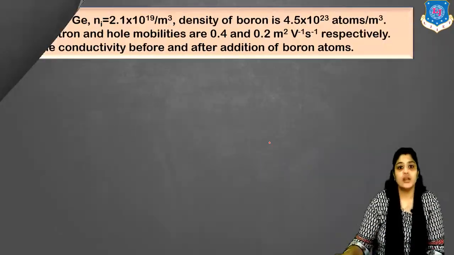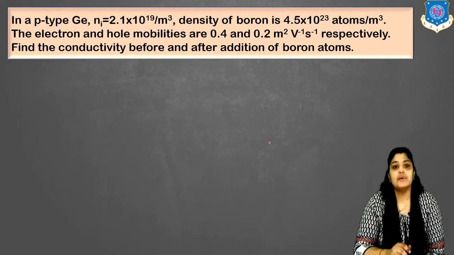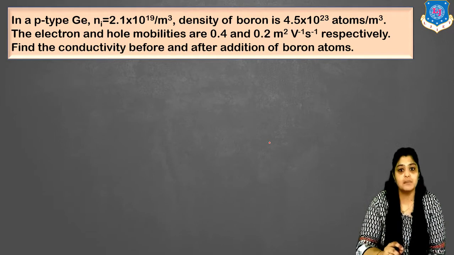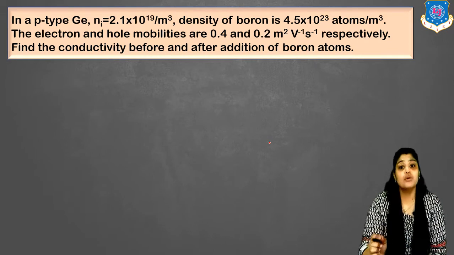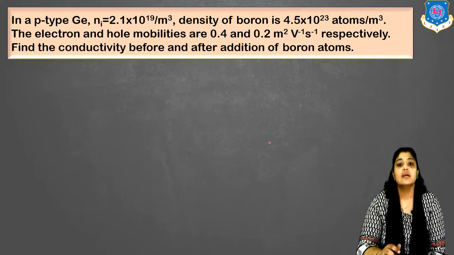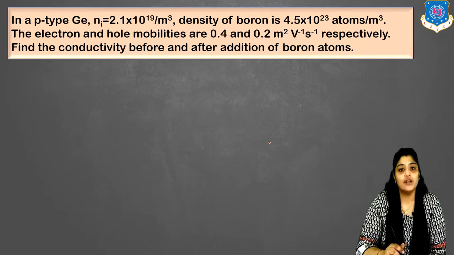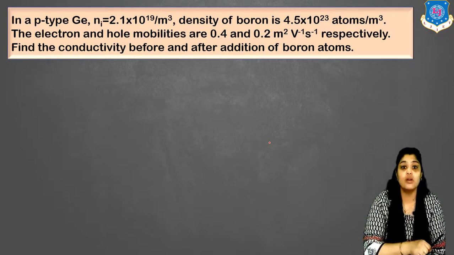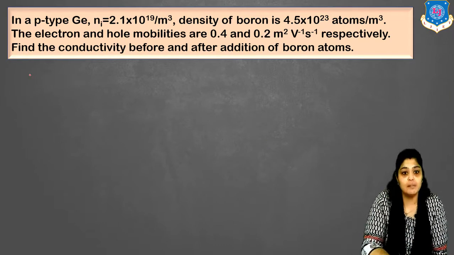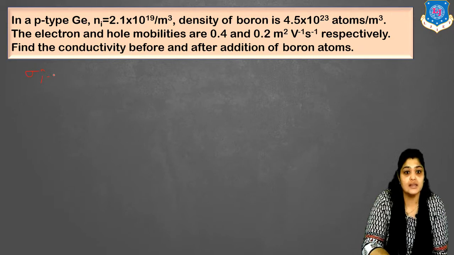Let's see one more numerical. In p-type germanium, intrinsic concentration is 2.1 into 10 raised to 19 per meter cube, and density of boron is 4.5 into 10 raised to 23 atoms per meter cube. Electron and hole mobilities are 0.4 and 0.2 respectively. You have to find the conductivity before boron is added and after boron is added. So before boron is added, we'll be using the formula sigma i is equal to ni e into mu E plus mu H.